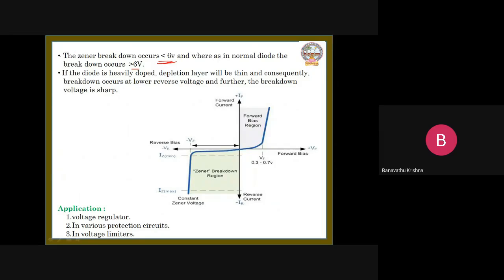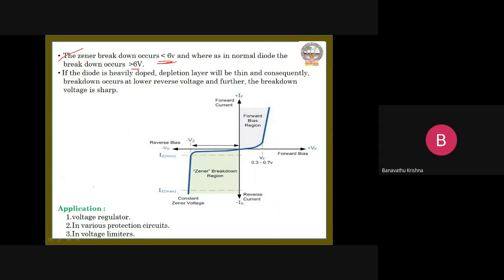So here let us see the first point. The Zener breakdown occurs at less than 6 volts, whereas in a normal diode, the breakdown occurs at greater than 6 volts. If the diode is heavily doped, the depletion layer will be thin, and consequently the breakdown occurs at lower reverse voltage, and further the breakdown voltage is sharp.